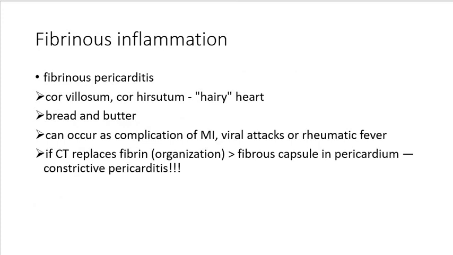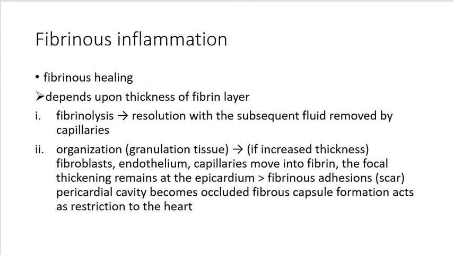An important example where this inflammation is found is in fibrinous pericarditis. This condition is called cor villosum or hirsutum, which is basically hairy heart, because of the bread and butter appearance. It can occur as a complication of myocardial infarction or viral attacks or even rheumatic fever. If connective tissue replaces fibrin, that's called organization, and there is a fibrous capsule in the pericardium, and this can lead to constrictive pericarditis. So if we have fibrinous inflammation, what next?